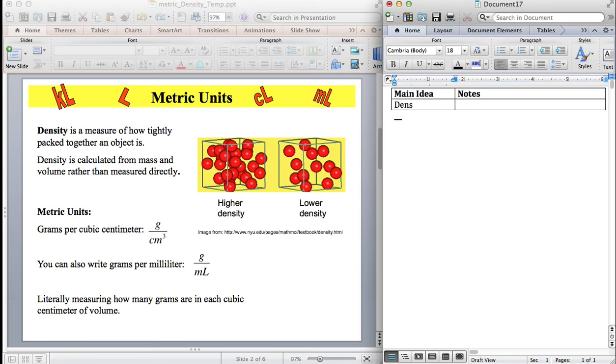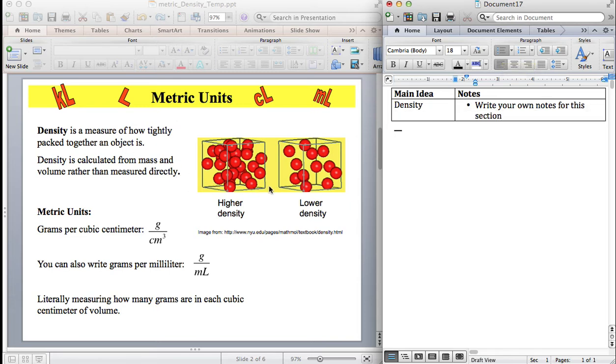And so density is a measure of how tightly packed together an object is. So this isn't something we measure directly, we calculate it from mass and volume. Alright, so you can write your own notes for this section. So it is a measure of how tightly packed together an object is.